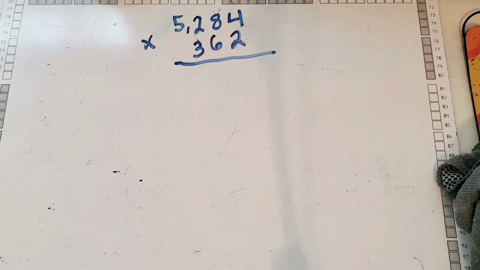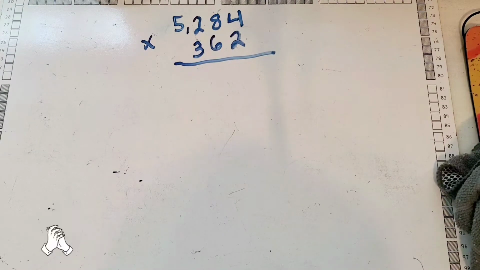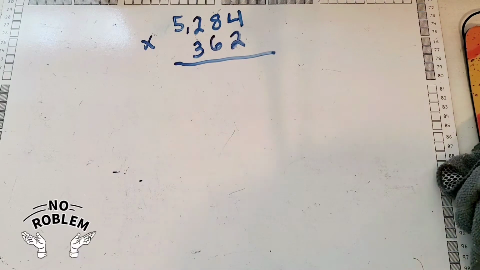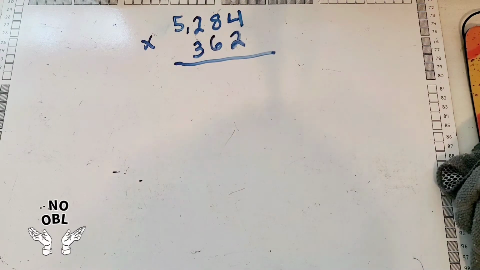Alright, so this was a request video for doing a multiplication fact with thousands on top and hundreds on the bottom, and it works the same as any other multiplication problem. As long as you know your facts and you just follow the set of steps, you'll be fine. So let's go ahead and start checking this one out.